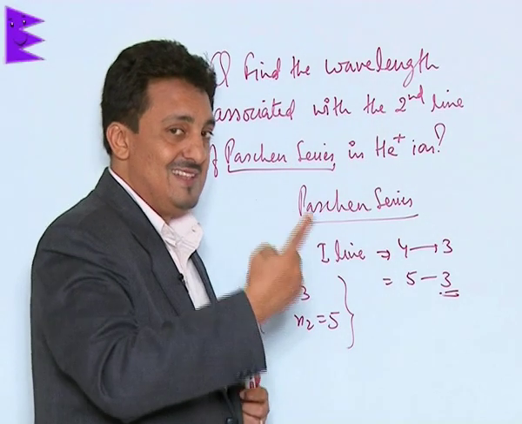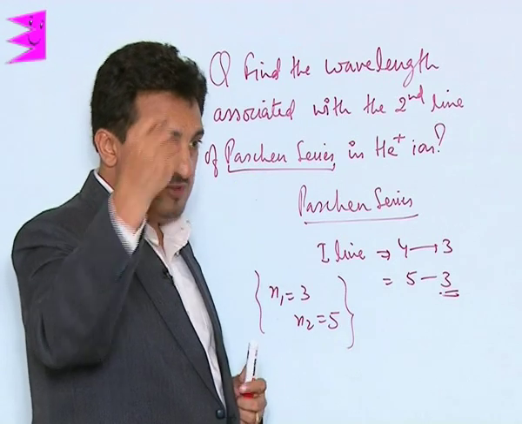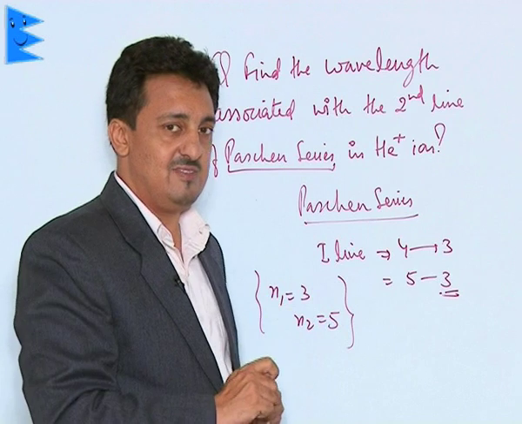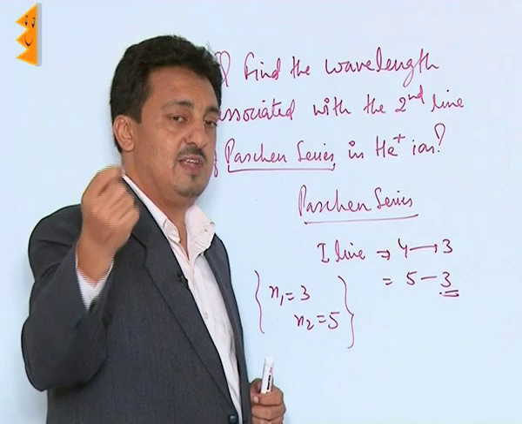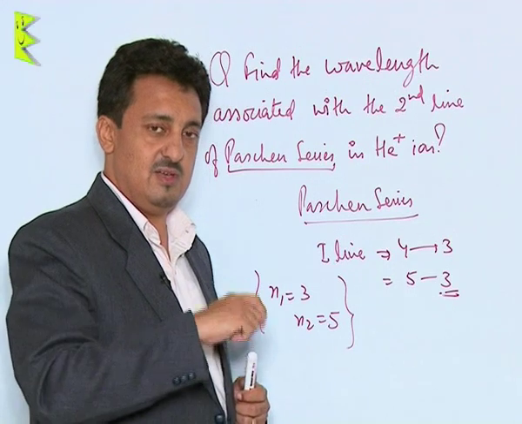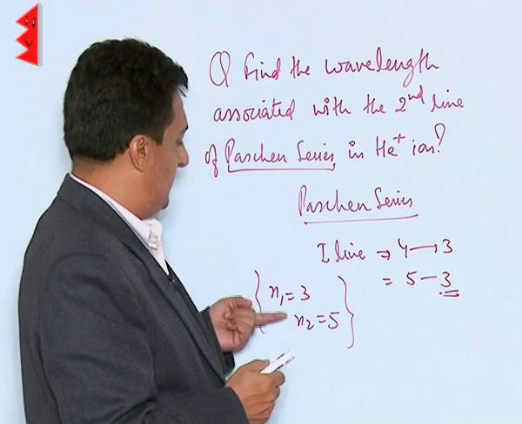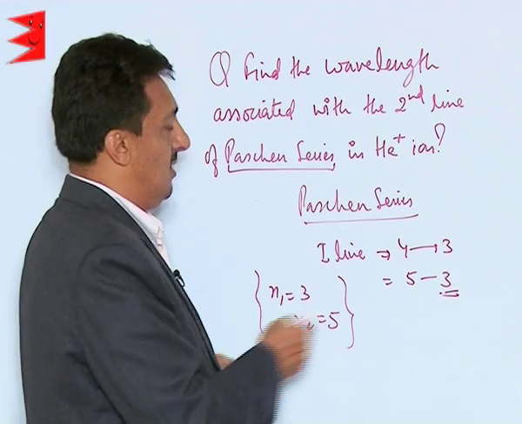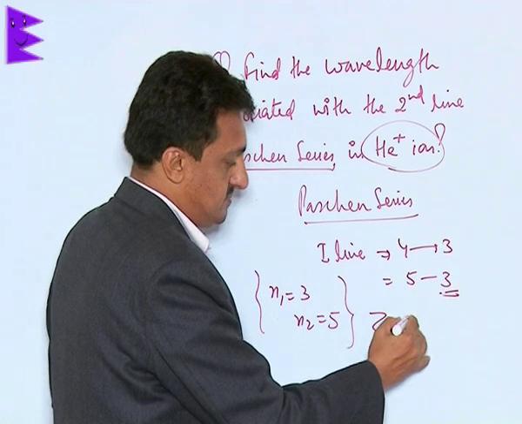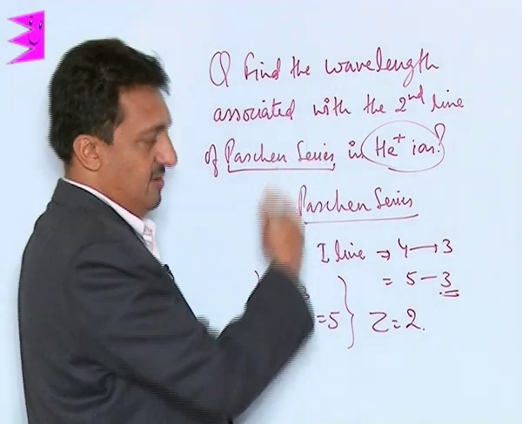Similarly, the last line in any series is due to the transition from infinity to that particular orbit number. Like the last line in case of Lyman series is from the transition from infinity to the first orbit. Last line in case of Balmer series is from the transition from infinity to the second orbit. So this is how we have got N1 and N2. We know it is helium ion, so your Z will be 2, and we have to find out the wavelength.